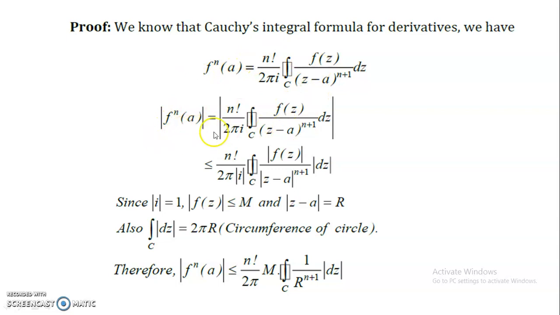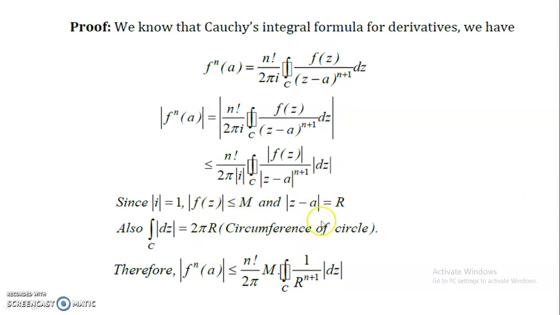Take a modulus on both sides, and then we can take the individual modulus or magnitude of that. Since the function is bounded, it is less than or equal to M, and this is the equation of the circle with radius r, and the remaining part, the integration of modulus of dz over C, is equal to 2 pi r, the circumference of the circle.